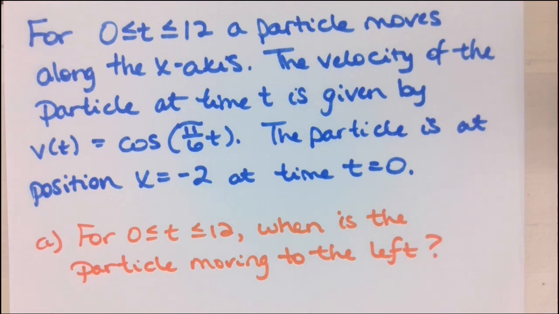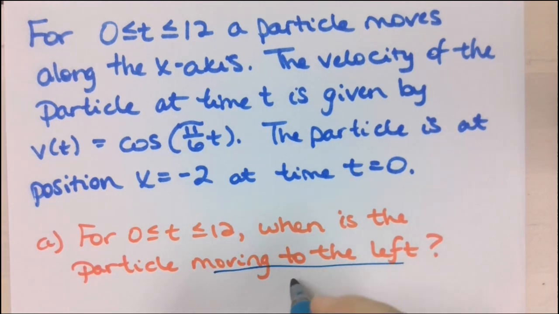Okay, we're going to consider this scenario. For t between 0 and 12, a particle moves along the x-axis. The velocity of the particle at time t is given by v of t equal to cosine of pi over 6t. The particle is at position x equals -2 at time t equals 0. And for 0 less than or equal to t less than or equal to 12, when is the particle moving to the left? So again, moving to the left, this means that v of t is less than 0. That's what we're looking for.